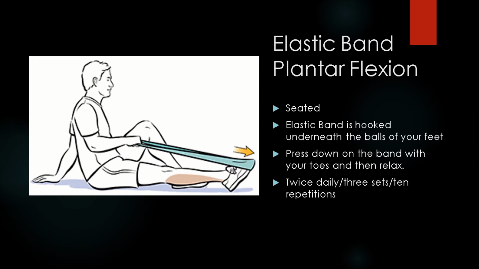Following, we now move into a different plane of movement. We have elastic band plantar flexion. You're going to be doing this while you're seated. The elastic band is hooked underneath the balls of your feet. You're going to press down on the band with your toes and then relax. You're going to do this twice daily, 3 sets, for 10 repetitions each.